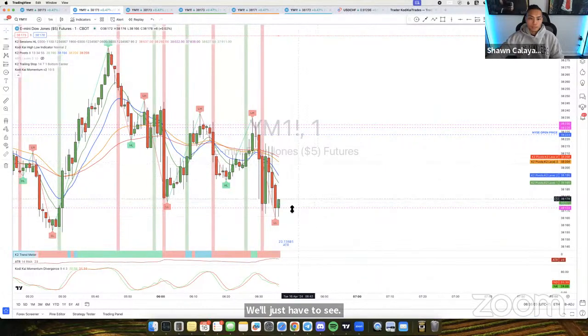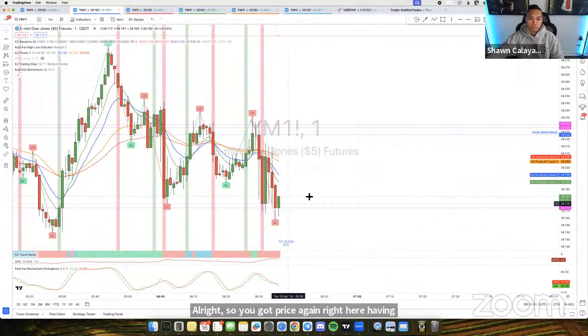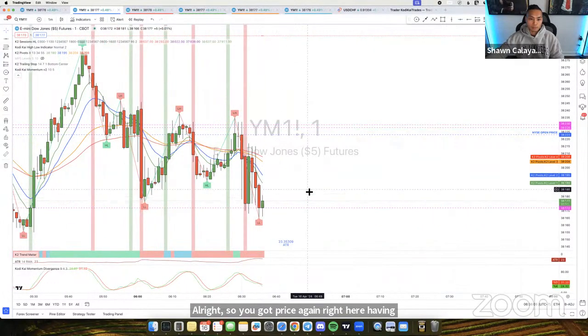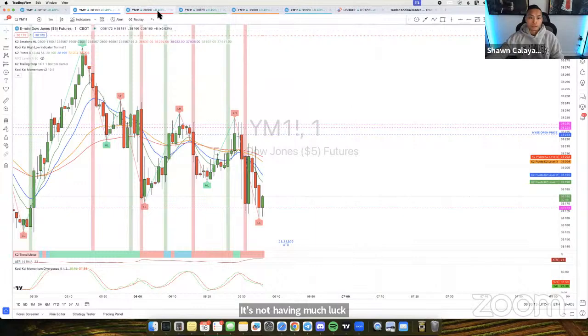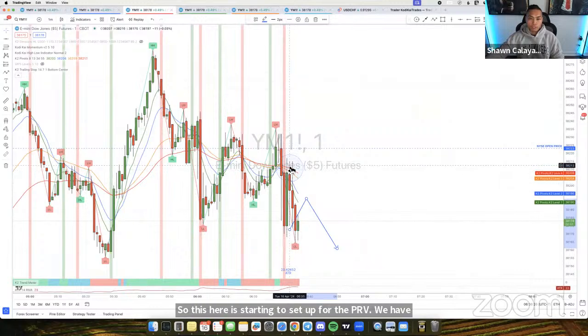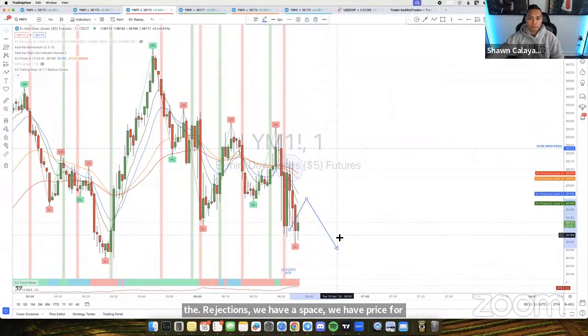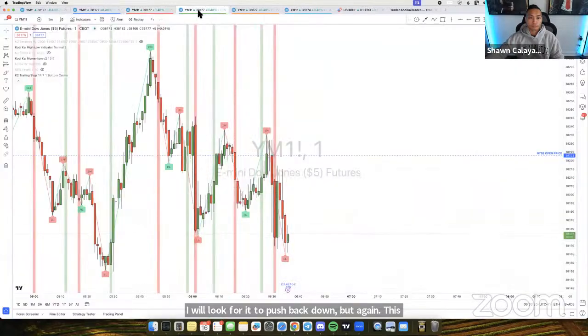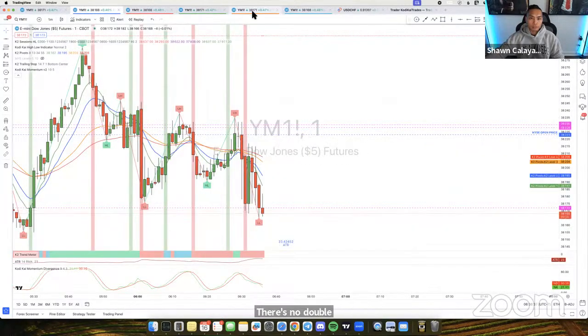All right, so we got price again right here having trouble getting past the news price. You can see where the pink line is. It's not having much luck. So this here is starting to set up for the PRB. We have the rejections, we have the space, we have price retracing back up. We'll look for it to push back down, but again, this here has not set up just yet. There's no double body, double wicks. There's nothing there for the breakout V3.